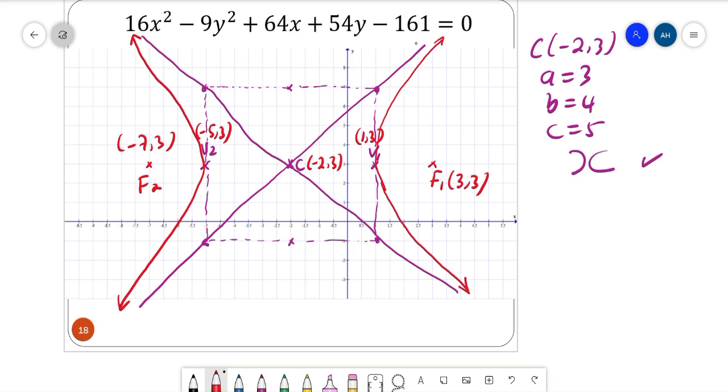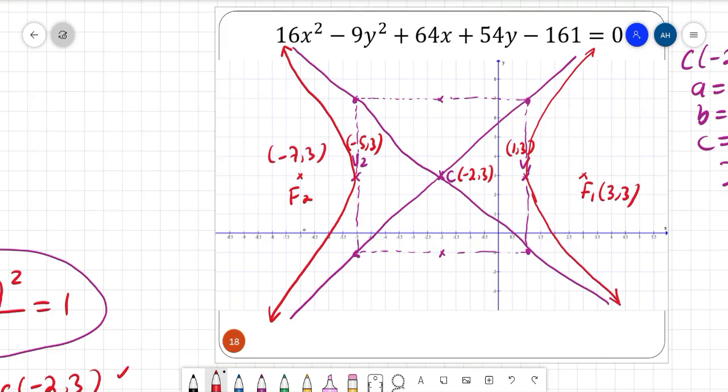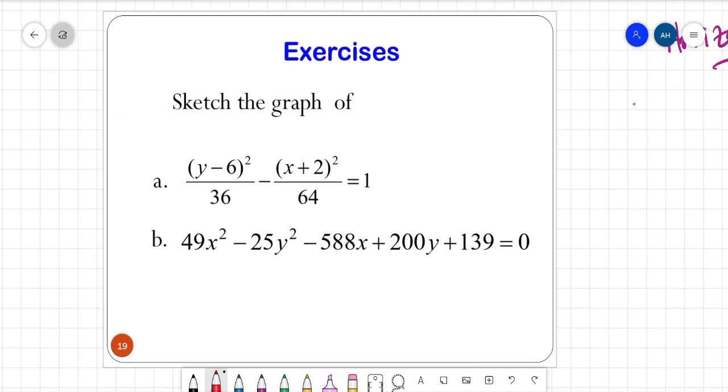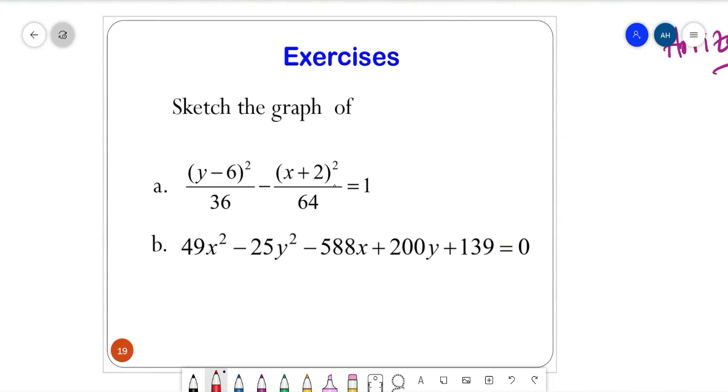Given the general equation, we have to convert first to standard form, and then we can get all the information, and then later on we can sketch the graph. Now these are two exercises that we can try. Part A is (y minus 6) squared over 36 minus (x plus 2) squared over 64 equal to 1. That's already in standard form. For part B, we have 49x squared minus 25y squared minus 588x plus 200y plus 139 equal to 0, given in general equation.